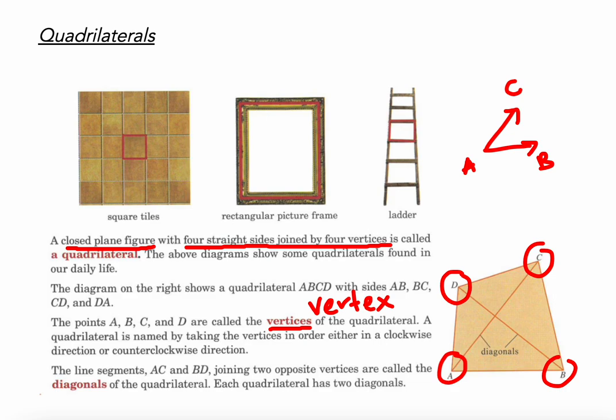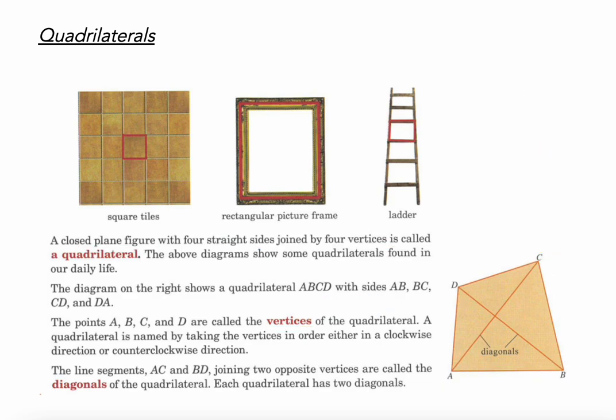And then another vocabulary word is that the line segments in this quadrilateral, AC, which is joining the opposite vertices, and also BD, those are called the diagonals. And it makes sense, right? Because they're diagonal to each other. There's no other diagonals I can draw, right? Because there are only 4 vertices. If I connect the pairs of diagonals, that's 2 diagonals. So each quadrilateral has to have 2 diagonals. That's all it can have because it's limited by the vertices. Okay, so that's quadrilaterals.